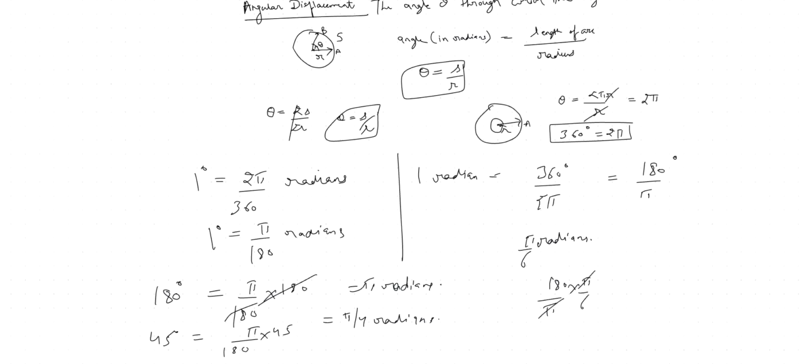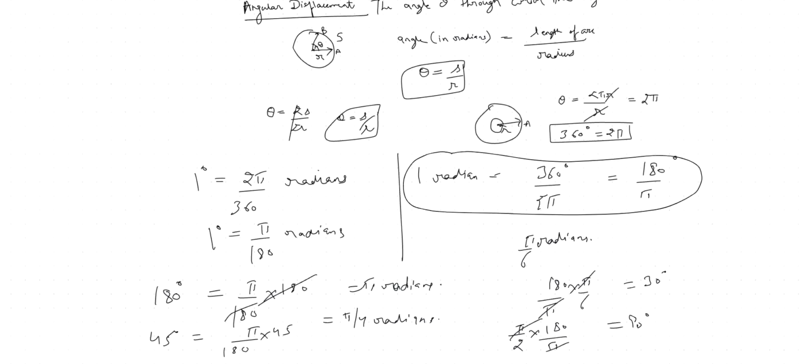If I ask you to convert pi by 2 radians, pi by 2 multiplied by 180 by pi, and pi will cancel out, giving 90 degrees. This means that using these two relations, you can convert any degrees to radians and any radians to degrees. Be careful when you are converting from degrees to radians, right? Here, you have to substitute the value of pi also. If you are doing it on your scientific calculator, there is a pi button on your calculator. You can press that button. Otherwise, you can substitute 22 by 7 or 3.14 for pi.